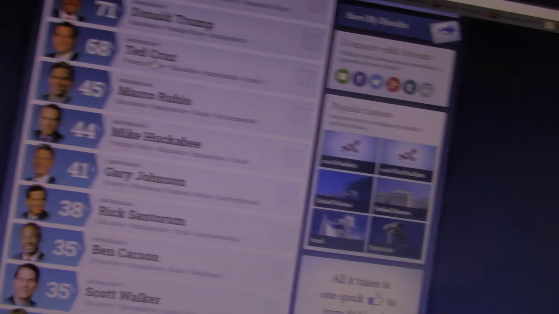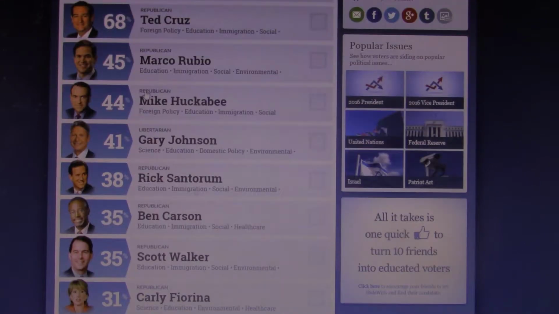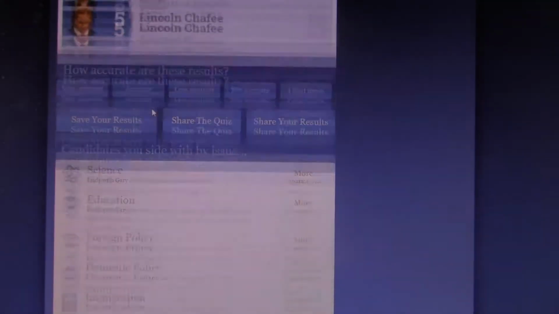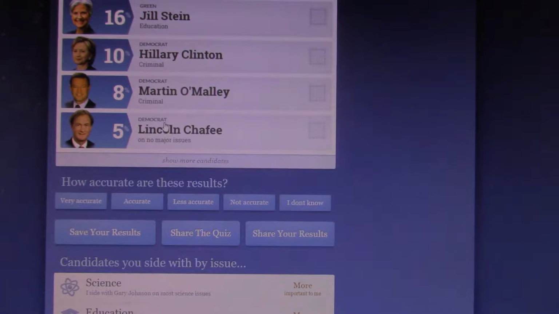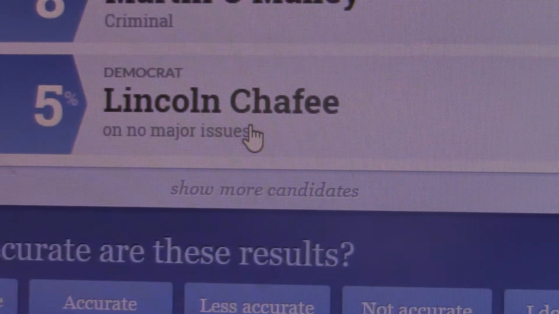Ted Cruz 68%. Marco Rubio 45%. Mike Huckabee 44%. Ben Carson 35%. All these people. And then down here, Lincoln Chafee, the Democrat, only 5%. I agree with them on no major issues, apparently.